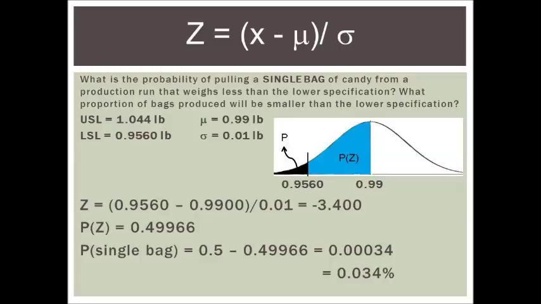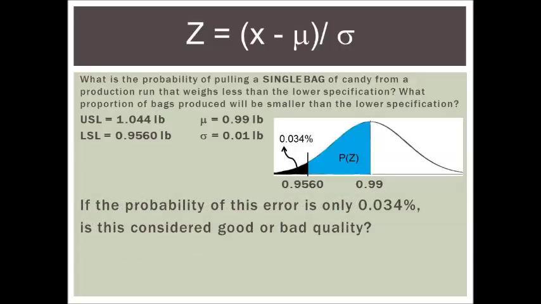So the answer to the question, what is the probability that we reach into a big bucket of all of these 1 pound bags of candy and pull out a single bag, and that single bag weighs less than the lower specification? It will only happen 0.034% of the time.